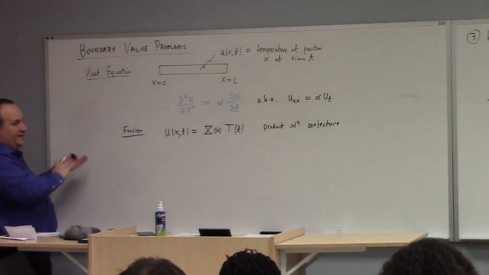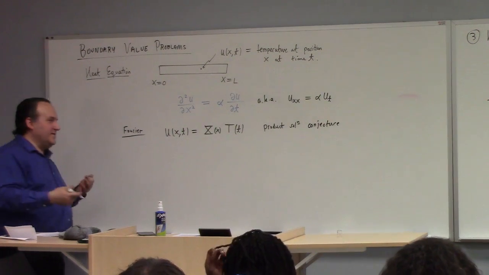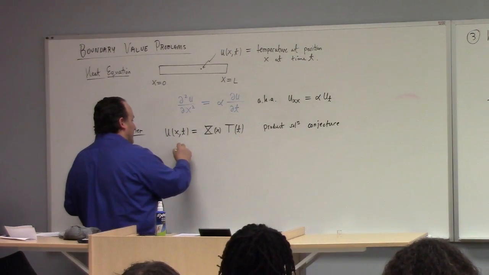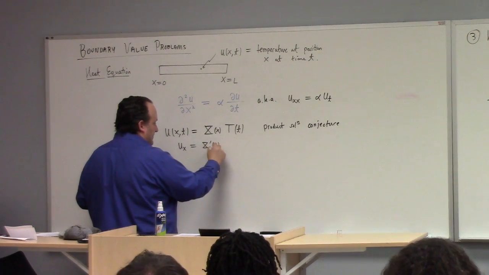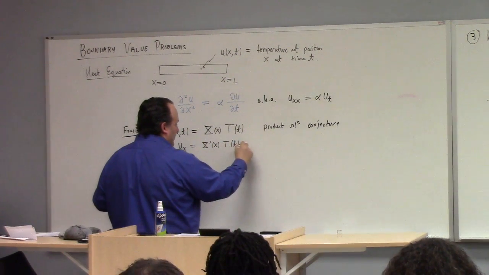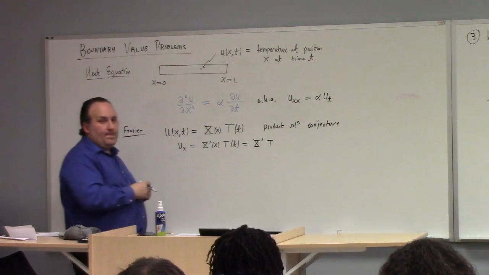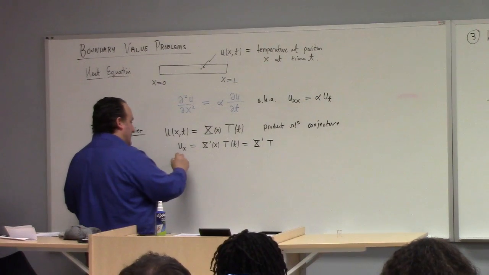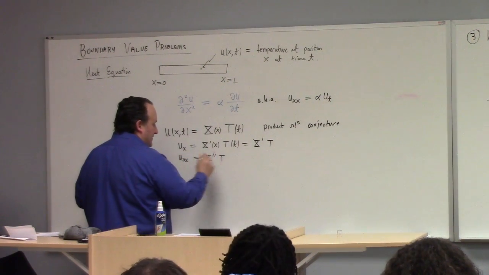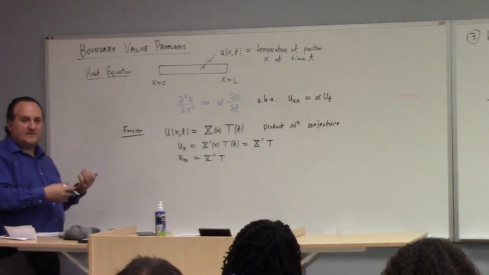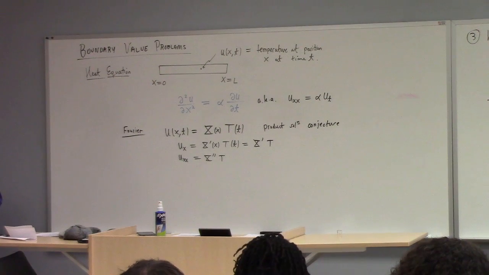And so if you have a product solution, so X is just a function of x, big T is just a function of t, when we take partial derivatives, it's particularly simple. See, u_x is just X prime of x times T of t, right? And I'm just going to write that as X prime T if you guys don't mind. And if we calculate u_xx, we just get X prime prime T. See, T has no x dependence, so it just differentiates like a constant. It just doesn't differentiate, yeah?